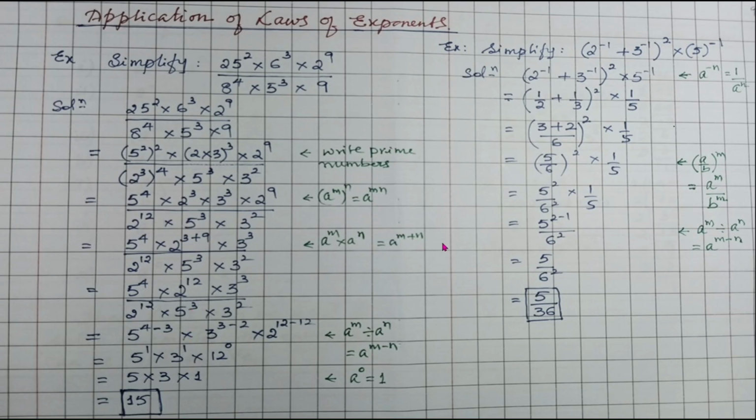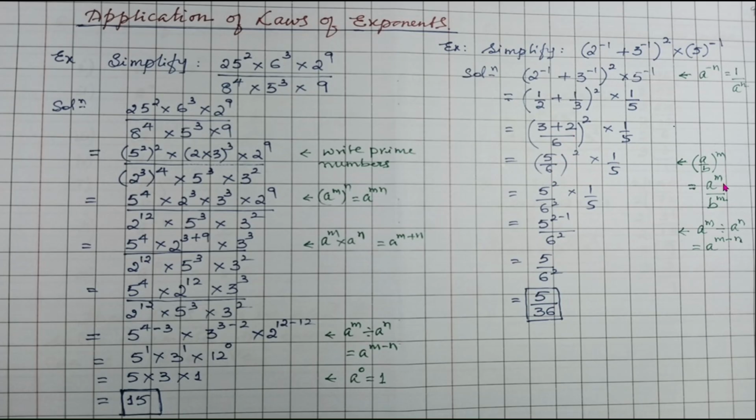Now let us take one more example. Simplify 2 raised to minus 1 plus 3 raised to minus 1, whole raised to 2, into 5 raised to minus 1. Now apply the law here: 5 raised to minus 1 becomes 1 by 5, and 2 raised to minus 1 becomes half, 3 raised to minus 1 becomes 1 by 3. Simplify this, the LCM is 6, then 2 into 3 is 6, 3 into 2 is 6, therefore 3 plus 2 by 6, that means (5 by 6) squared into 1 by 5.